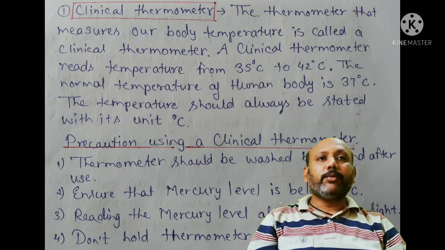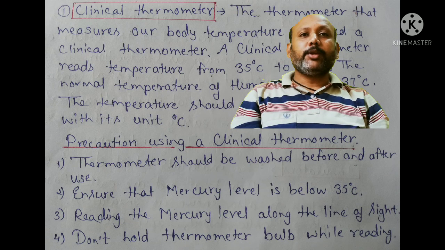The normal temperature of the human body is 37 degrees Celsius. The temperature should always be stated with its unit, degrees Celsius. Precautions when using the clinical thermometer: the thermometer should be washed before and after use.